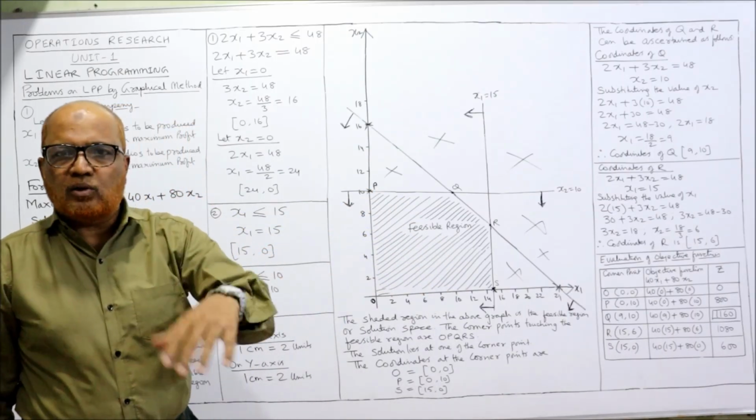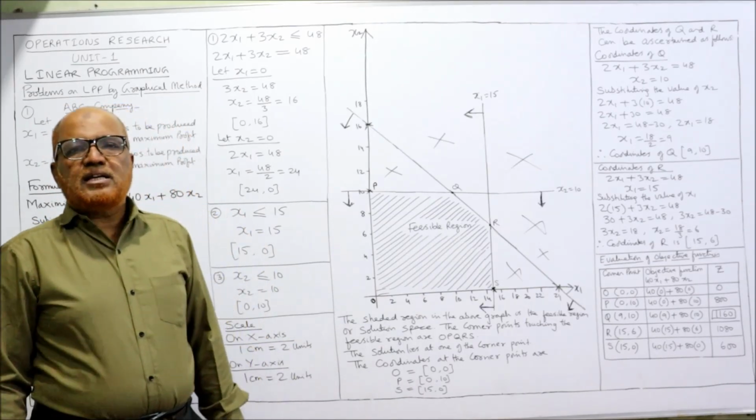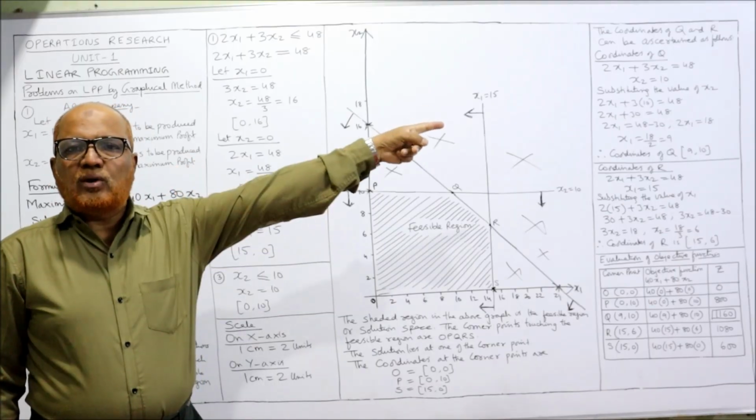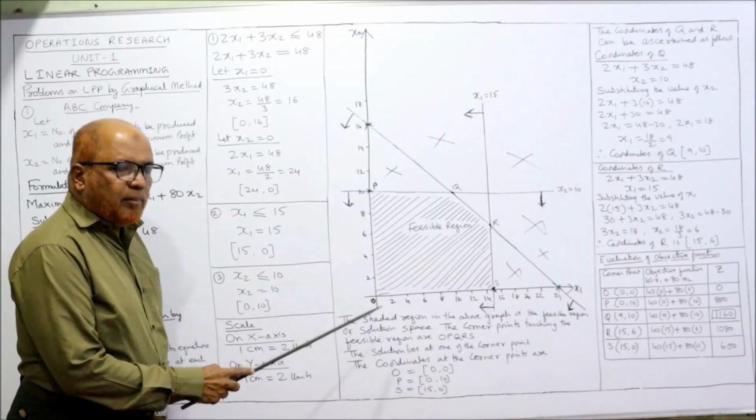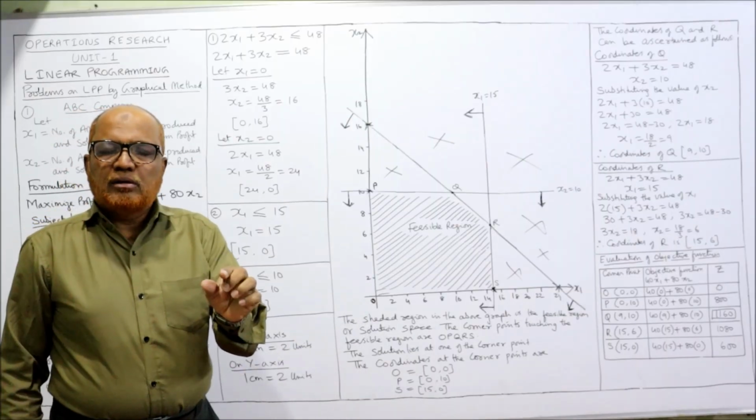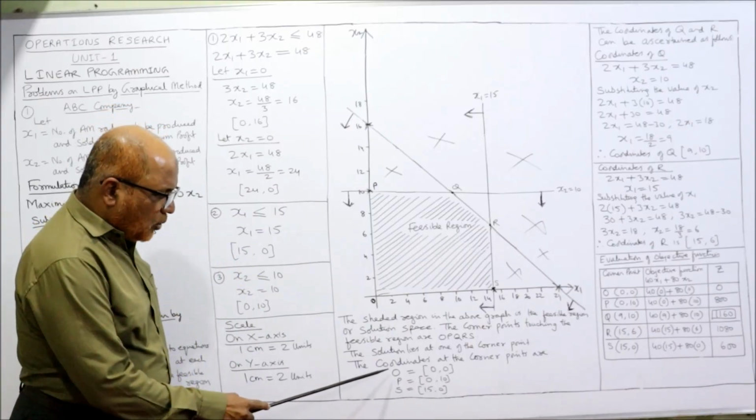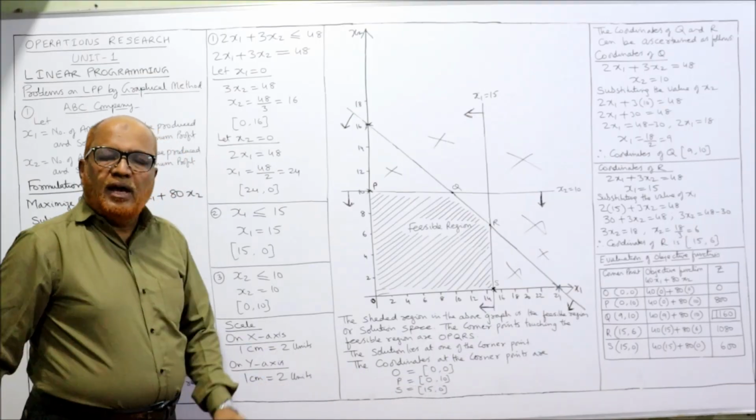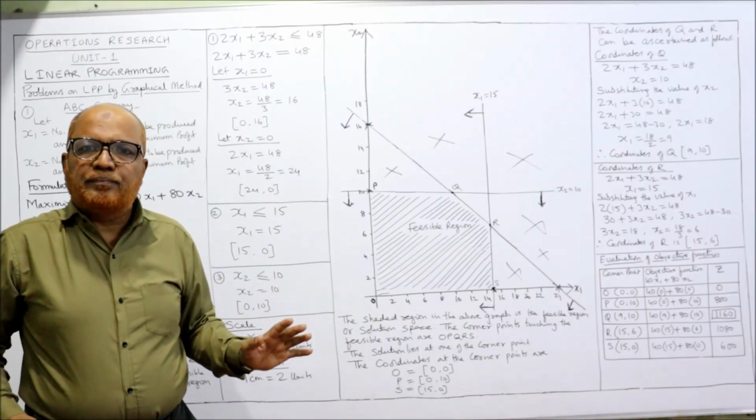What is the x1 value? What is the x2 value? Now by observation, we can easily get three of the corner points. The remaining two points we have to calculate. Which are the three points? O. O means the origin. At the origin, x1 is 0, x2 is 0. So the coordinates at corner point O are 0, 0.